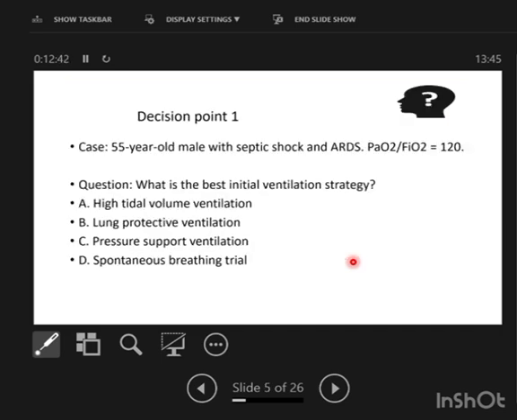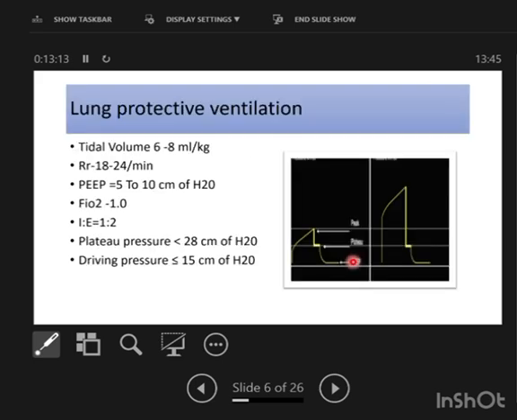Now let's take a decision point here. If you have understood the concept, a 55-year-old septic shock patient with developing ARDS, PF ratio is 120. What should I do? You have just learned this. Should it be invasive or non-invasive? Invasive, correct? It is less than 200, almost a severe form of ARDS. And what will be your lung strategy? Lung protective ventilation. So what you heard about low tidal volume ventilation.